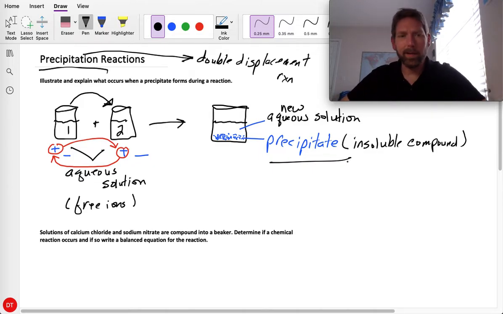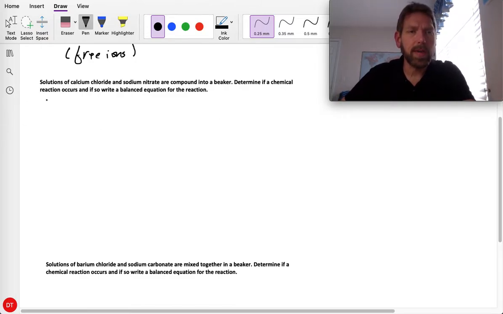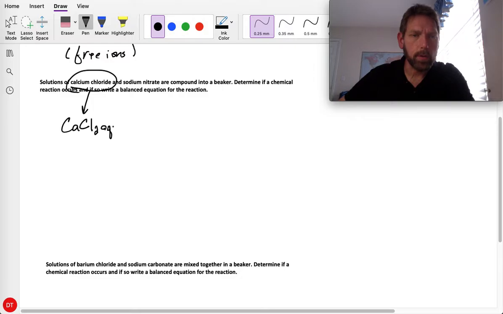So let's take a look at an example down here. It says solutions of calcium chloride and sodium nitrate are combined into a beaker. So before we go any further, let's write the compounds. Calcium chloride, we know, is CaCl2, and it tells you solutions of both of these, so let's put our phase labels. We already know we have a solution of it. And then sodium nitrate, that's NaNO3. We obviously have a solution of it, so I'm just going to put aq, right?